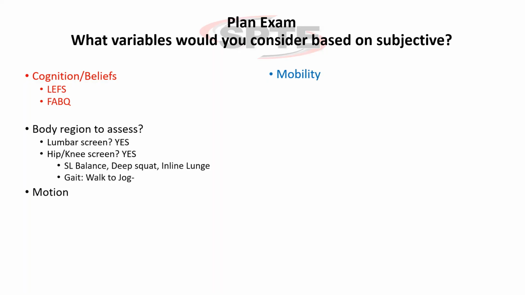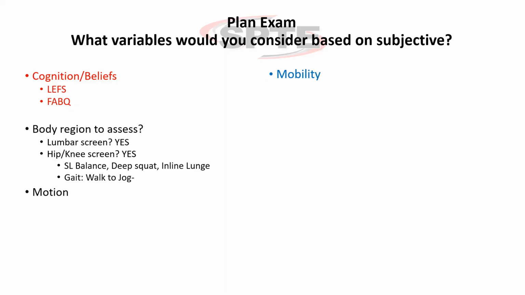From a body region, we'd look at the lumbar spine, as well as hip and knee, do a little bit of functional testing with single leg balance, deep squat, inline lunge, really see how that foot is affected by some of the proximal segments, looking at how regional interdependence may be affecting some of that lower limb movement. Starting out with kind of a walk, progressing to a jog, depending on how his symptoms respond with just walking activities.